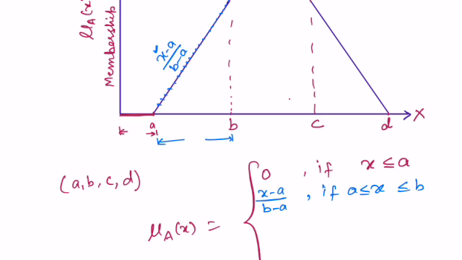Further, if we go here, the straight line parallel to the x-axis, it takes its maximum value. Let this be 1. So if it takes the maximum value, we'll write it as 1, and it takes value 1 between B and C. Further, let's move on and see this line.